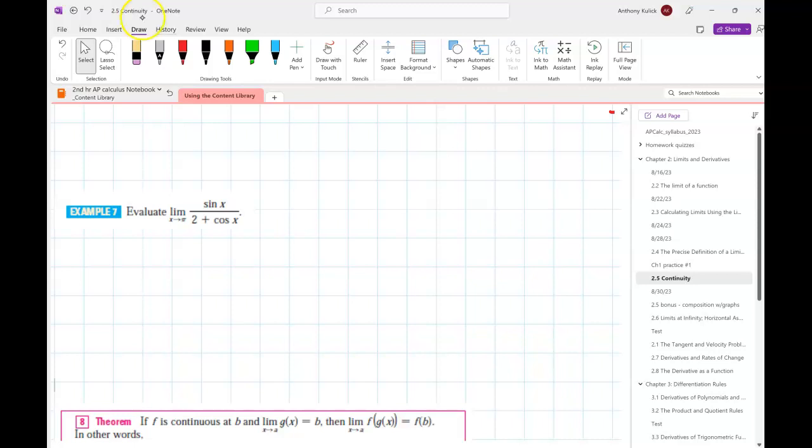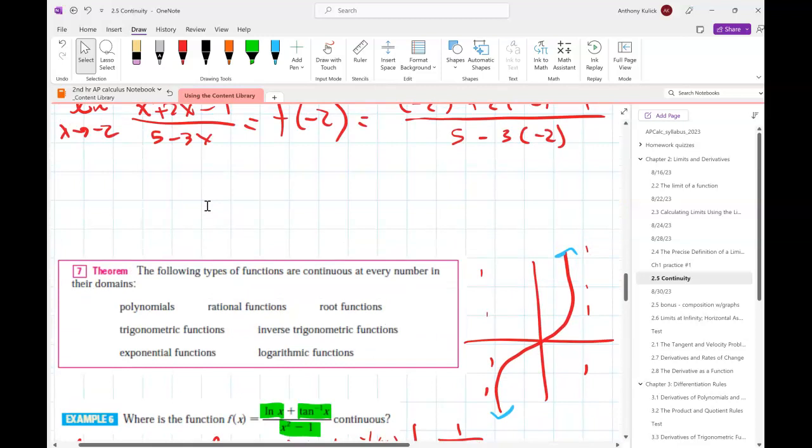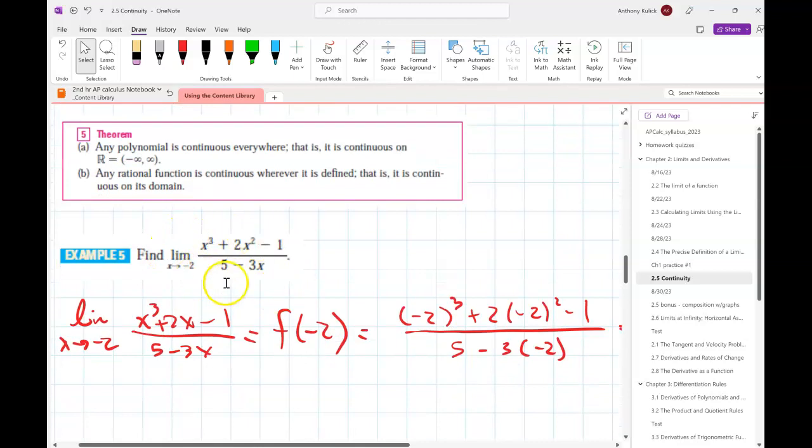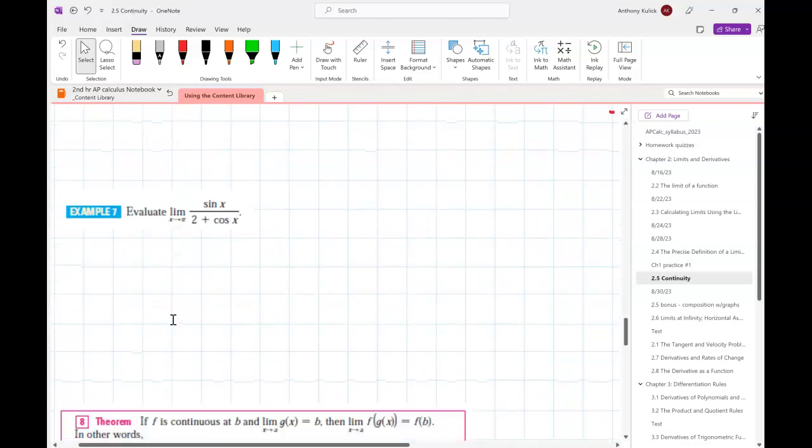Well, what did we have last time? I could do that with anything that was continuous, right? As long as I had continuity, I can do a direct substitution, because by the definition of continuity, the limit is equal to the direct substitution, right? So what I want to check is to see if this is continuous. Is the numerator continuous? Yes, sine and cosine are continuous. Is the denominator continuous? Yes, because 2 is a polynomial and cosine is continuous. Continuous plus continuous is continuous.